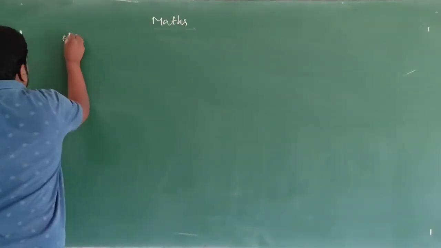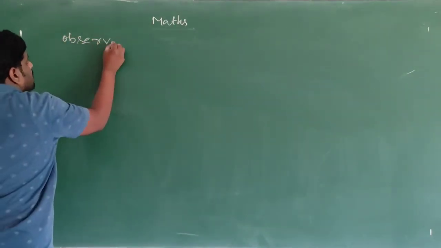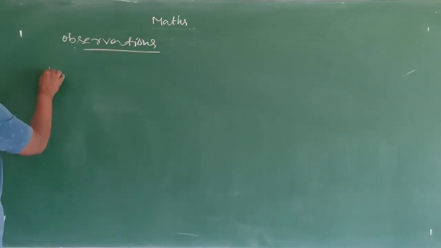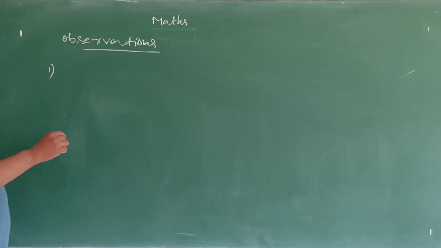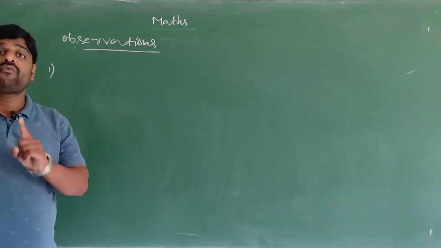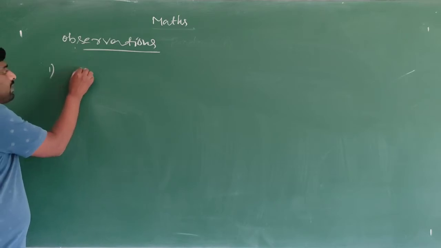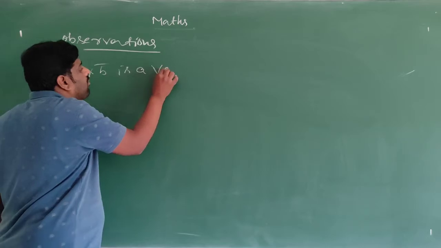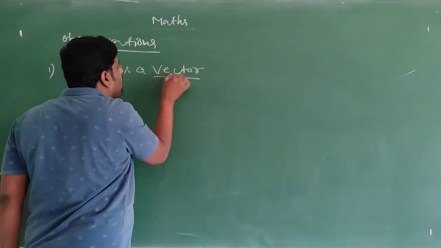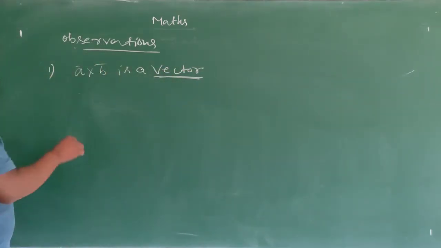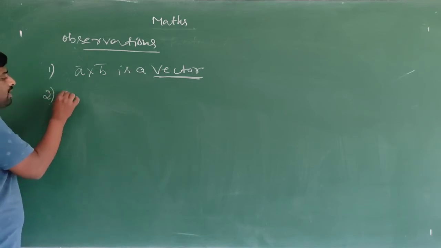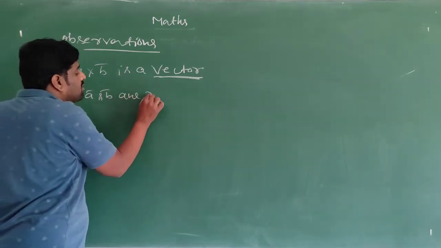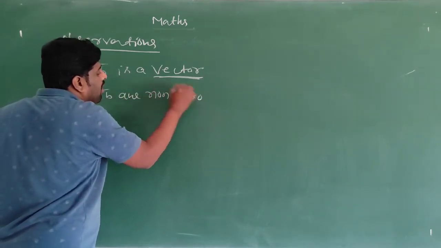Now come to observations. First point for observation: the cross product of any two vectors is what? A vector. A bar cross B bar is a vector.